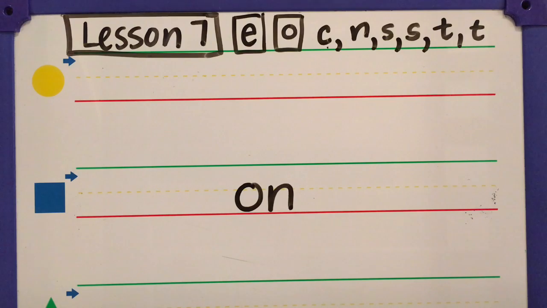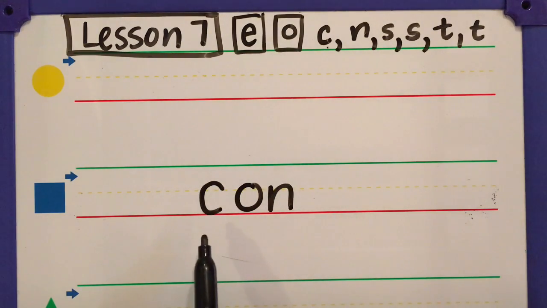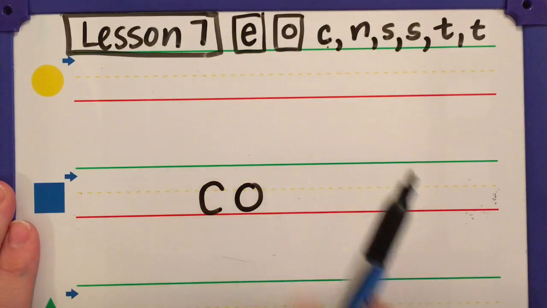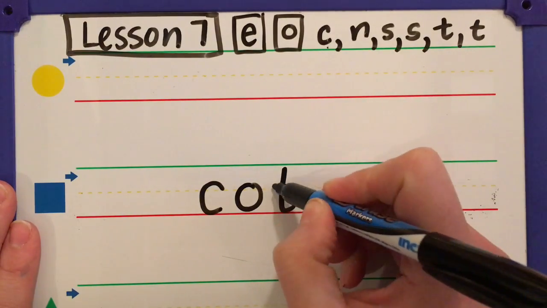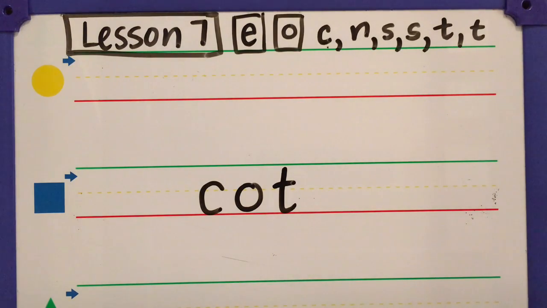K-A-N, con. Go ahead and add the letter C. The next word, we'll be changing one letter to make the word cot. A cot is a small portable bed. Cot. K-A-T. Cot. One letter changing. The N becomes a T. C-O-T.